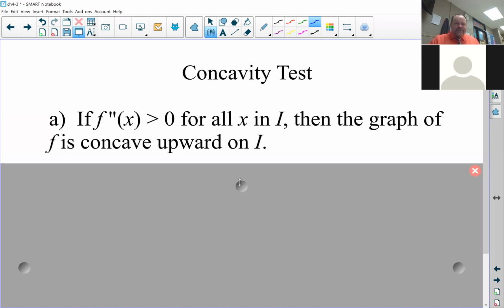Concavity is based on the second derivative. And if the second derivative is positive for all x on some interval I, then the graph of f is concave upward. And concave upward is shaped kind of like the letter U. So a parabola is concave upward.